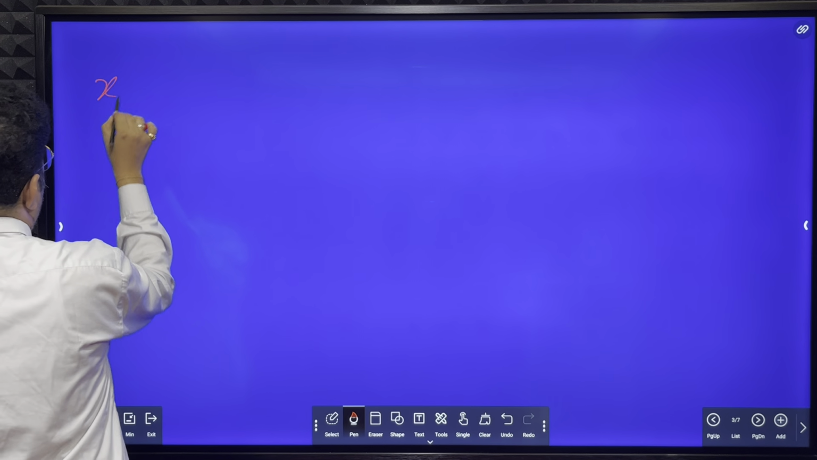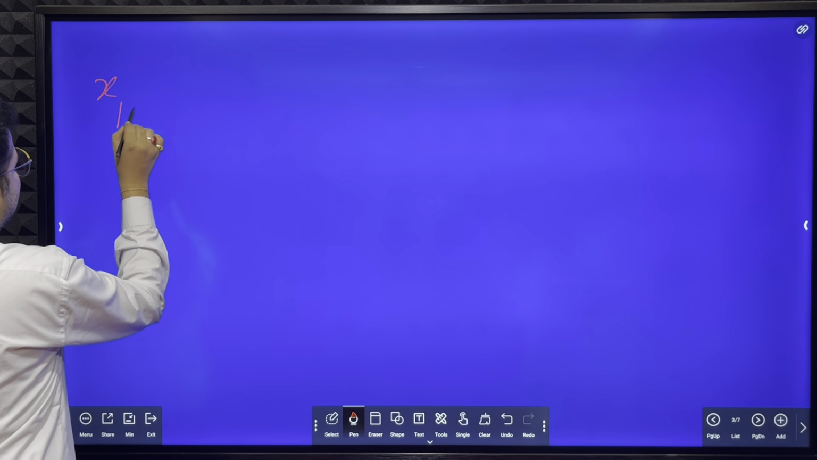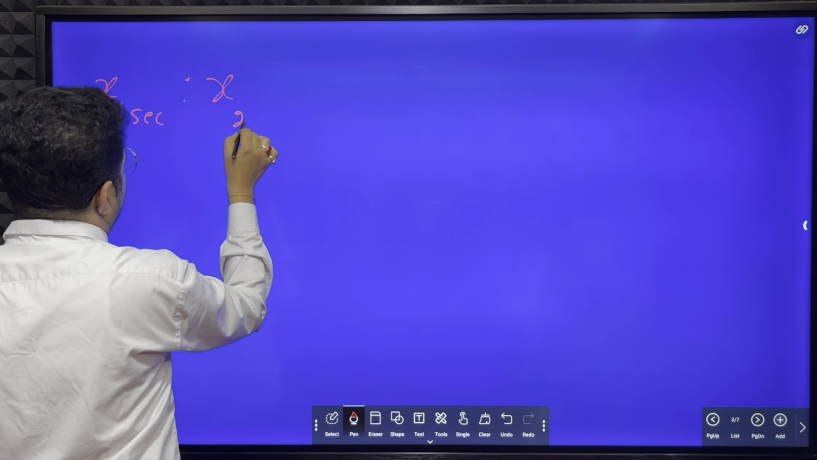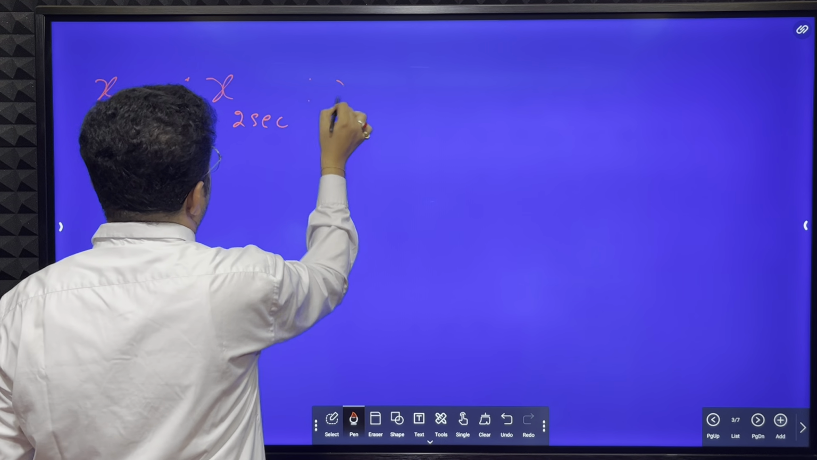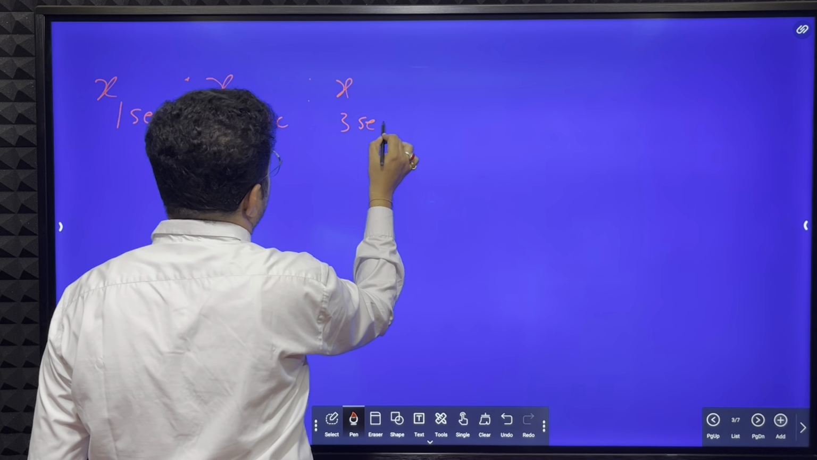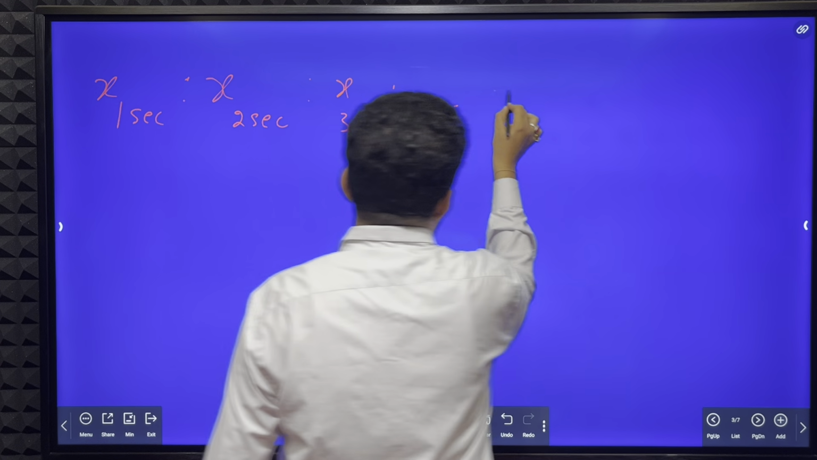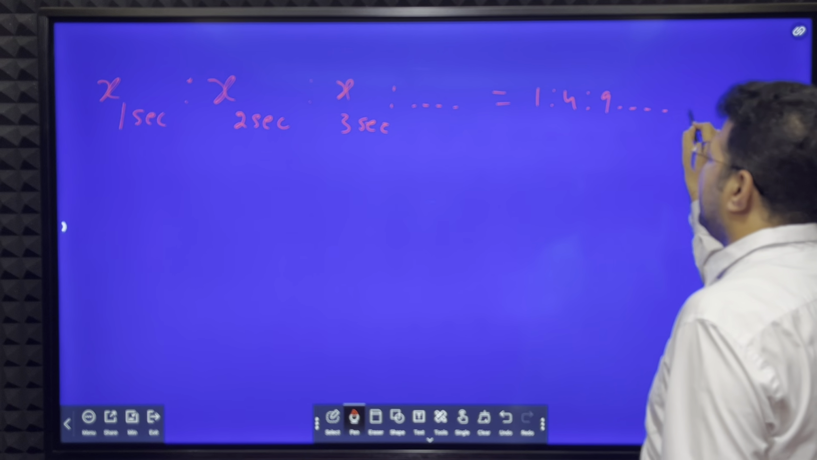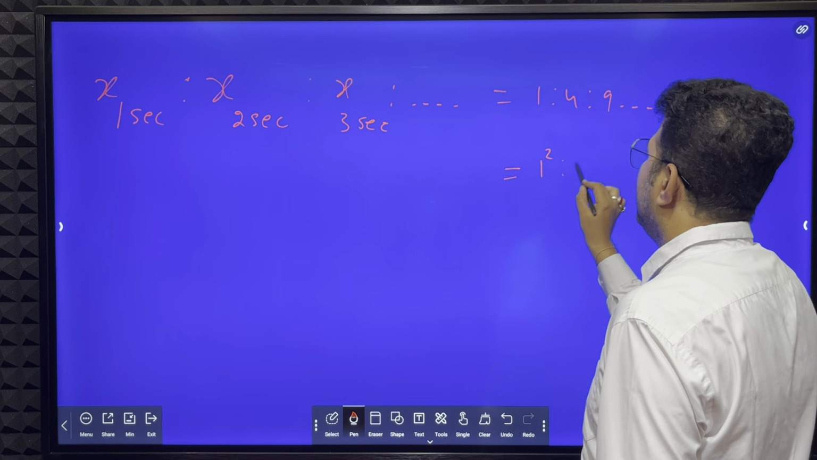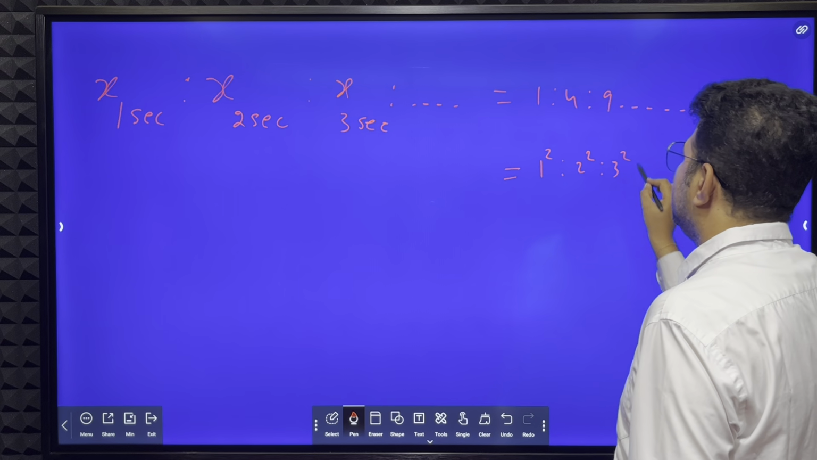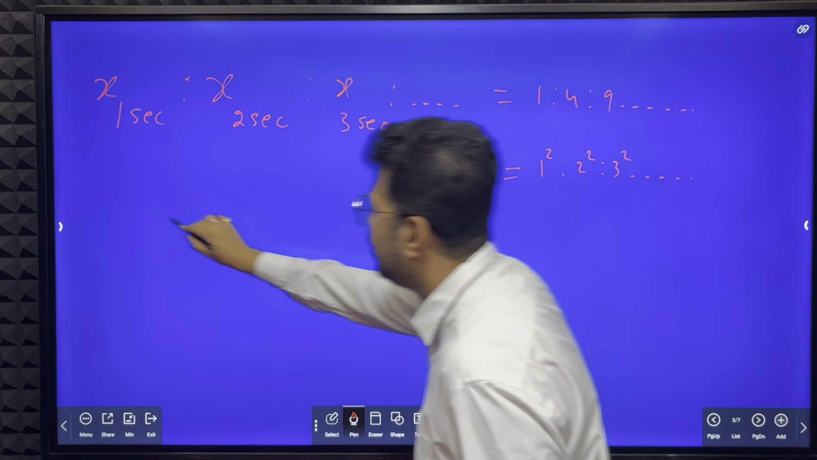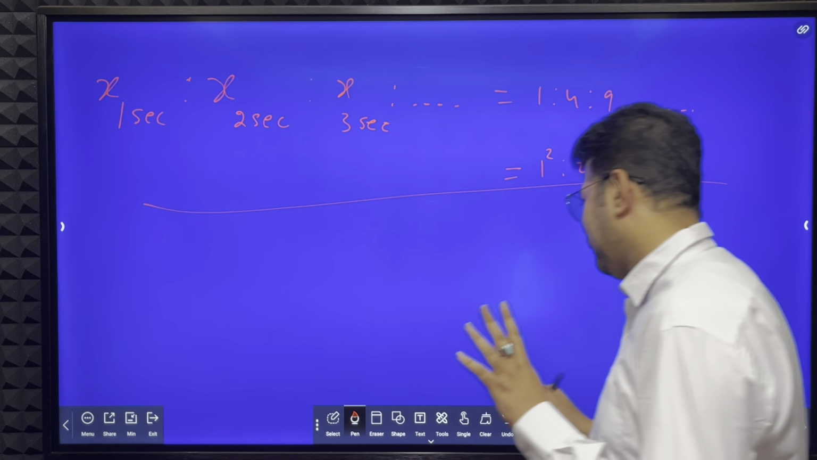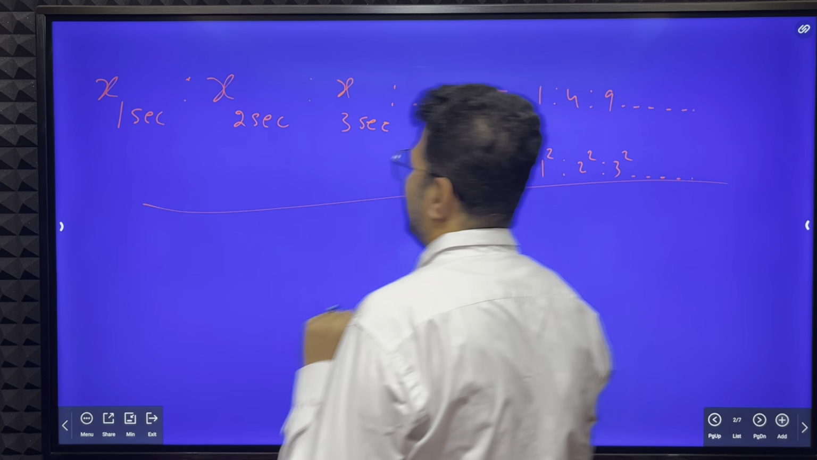Distance traveled by the body in 1 second is to distance traveled by the body in 2 seconds is to distance traveled by the body in 3 seconds, and so on, is in the ratio 1:4:9, or 1 square is to 2 square is to 3 square, and so on. This is one very important point that you have to remember for your NEET preparation and JEE preparation. Now one more very important thing.